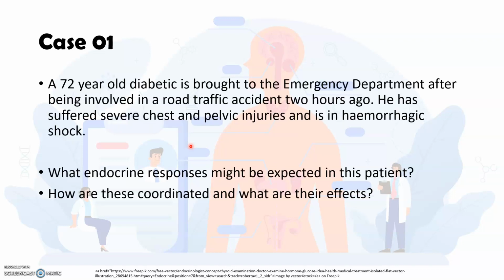So as usual, we start with a case. A 72-year-old diabetic brought to the emergency department after being involved in a road traffic accident 2 hours ago. He suffered severe chest and pelvic injuries and is in hemorrhagic shock. Over the course of the 3 lectures, we're going to consider what endocrine responses might be expected in this patient and how these are coordinated. What are their effects?